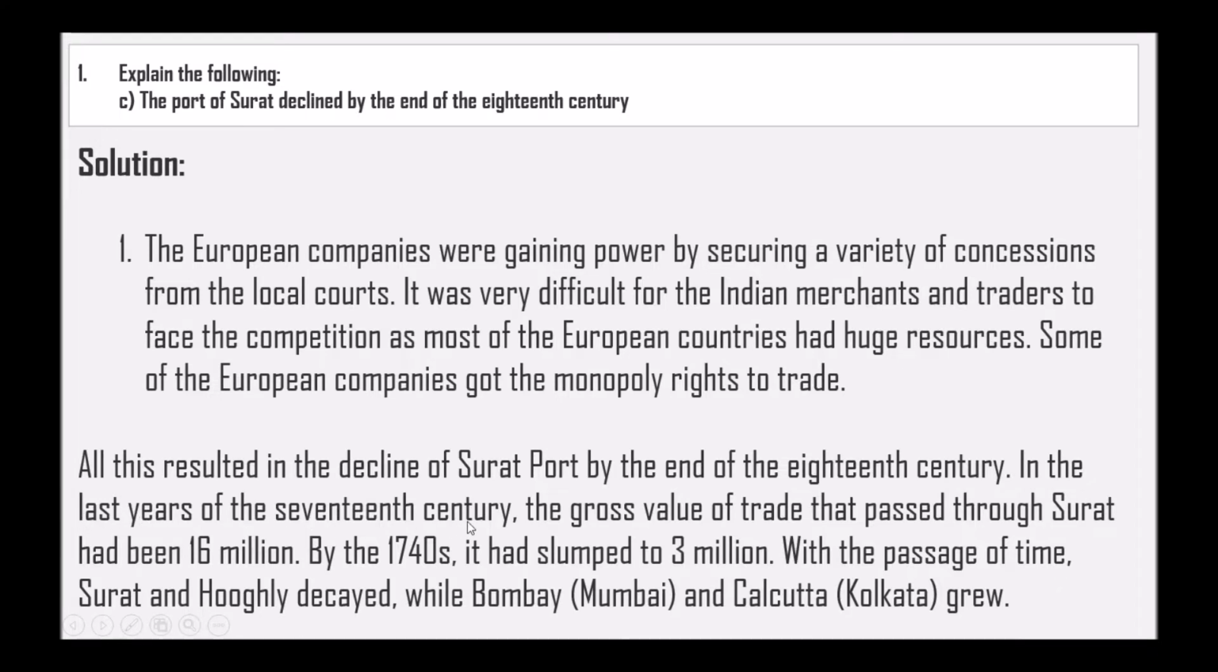In the last years of the 17th century, the gross value of trade that passed through Surat had been 16 million. By the 1740s, it had slumped to 3 million. With the passage of time, Surat and Hooghly decayed, while Bombay, that is Mumbai, and Kolkata grew.